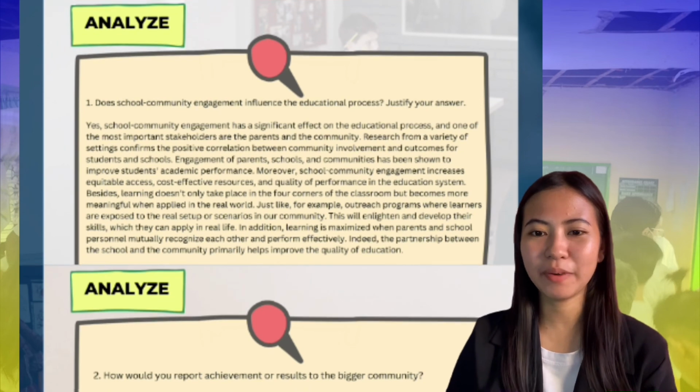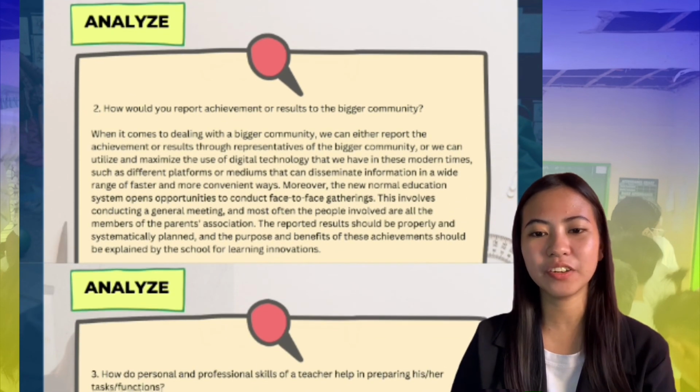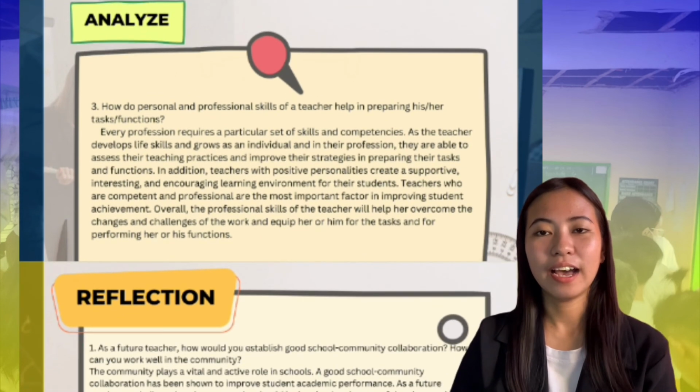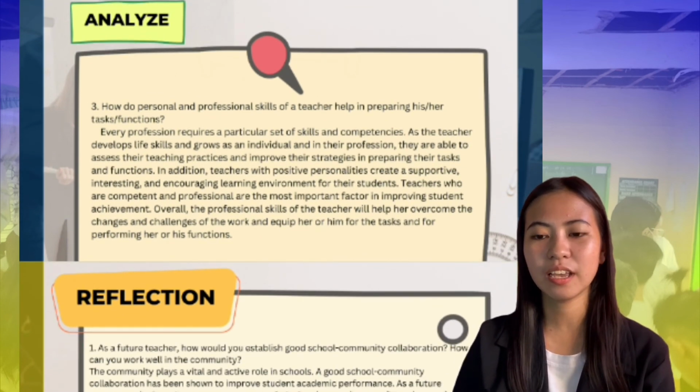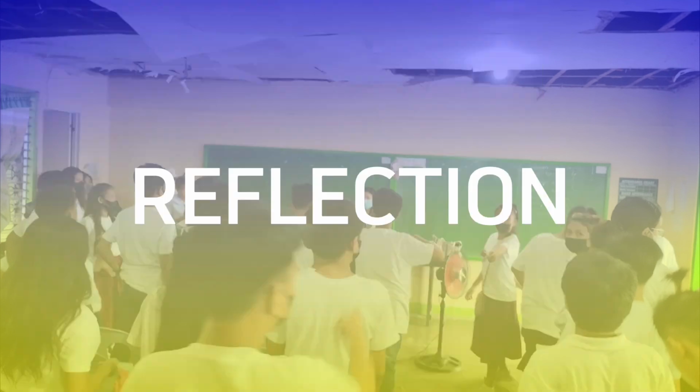1. School community engagement increases equitable access, cost-effective resources, and quality of performance in the education system. 2. When it comes to dealing with a bigger community, we can either report the achievement or results through representatives of the bigger community, or we can utilize and maximize the use of digital technology that we have in these modern times. 3. As a teacher develops life skills, they are able to assess their teaching practices and strategies. Their professional skills will help them overcome the changes and equip them for the tasks and for performing their functions.